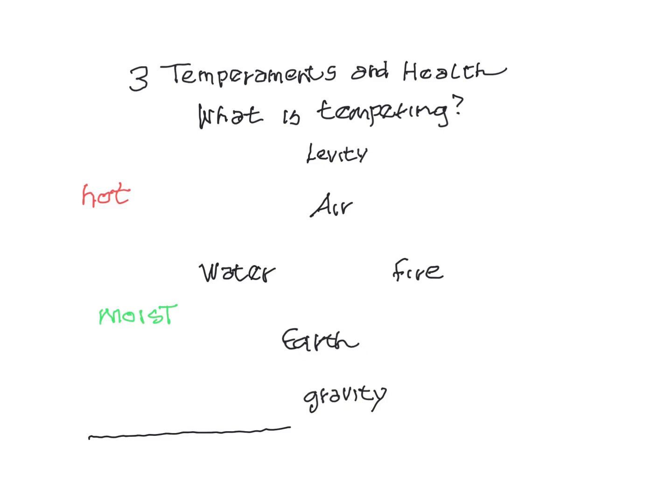We'll draw a little circle here to show that now we have a different relationship in the way that the elements are operating. So I can take my water relationship to air, and I'll put right in there moist, and my fire relationship to air, hot. So water in air creates moisture, and air with fire creates heat.